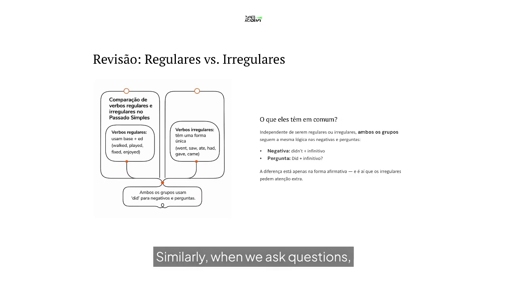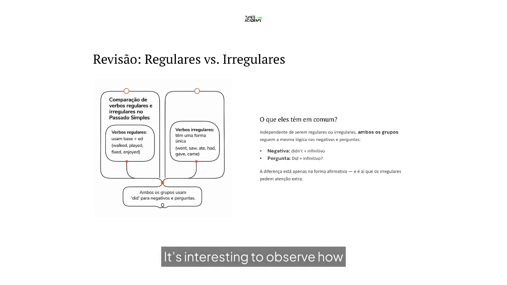Similarly, when we ask questions, we follow the same pattern by using did plus the base form. For example, "Did you go?" or "Did you eat?" Notice how this structure makes it easy to shift from making statements to asking questions. However, the key difference arises in the affirmative form of the verbs. Regular verbs typically add ed to create their past tense form, while irregular verbs change entirely, as we've seen with go becoming went and see becoming saw. This is why irregular verbs require a bit more attention and practice.